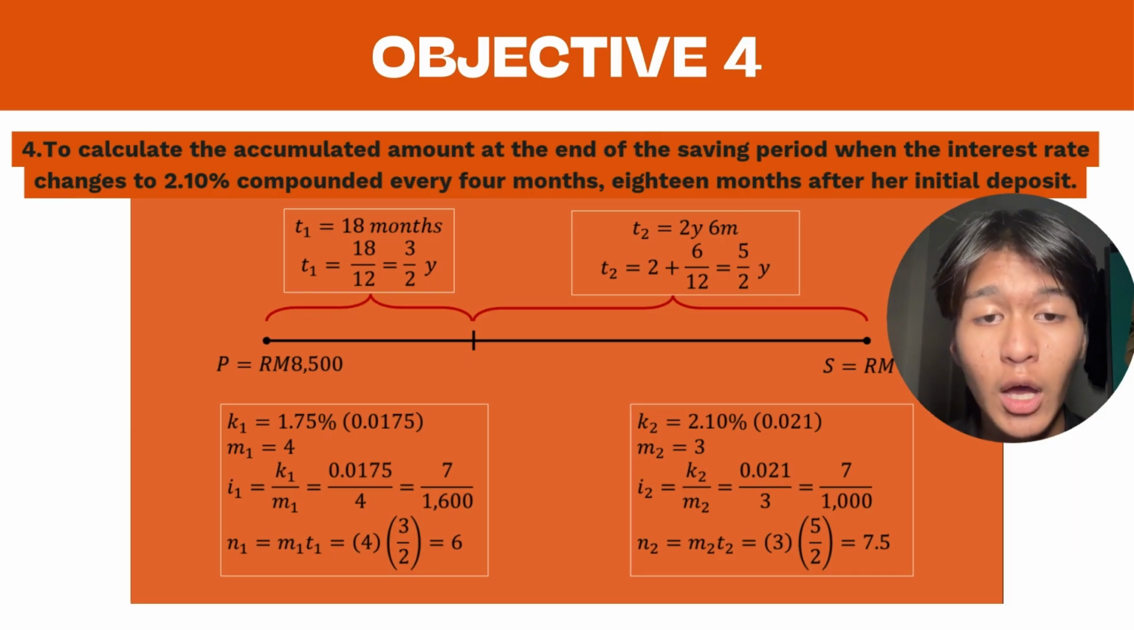And then for I1, the formula we will be using is K1 over M1, which is 0.0175 over 4, and that leads to 7 over 1600. For I2, we will be using K2 over M2, which is 0.021 over 3 equals to 7 over 1000. And lastly, for our N1, we will multiply M1 with T1, which is 4 times 3 over 2 equals to 6. And then for N2, we will multiply M2 with T2, which is 3 times 5 over 2 equals to 7.5.